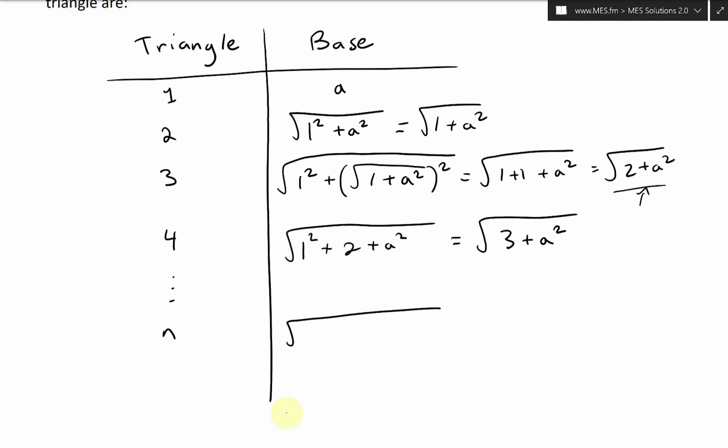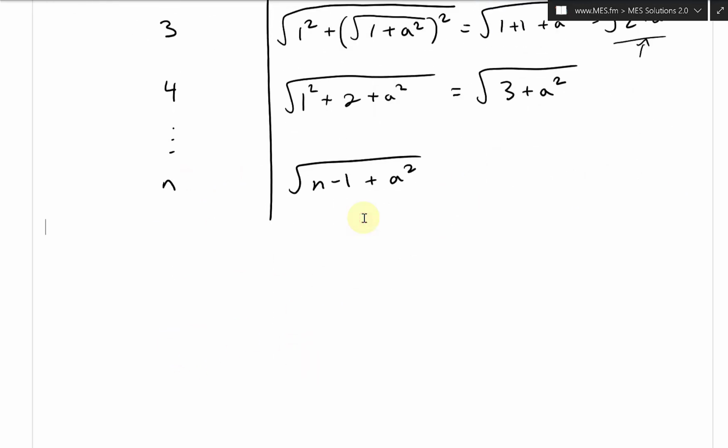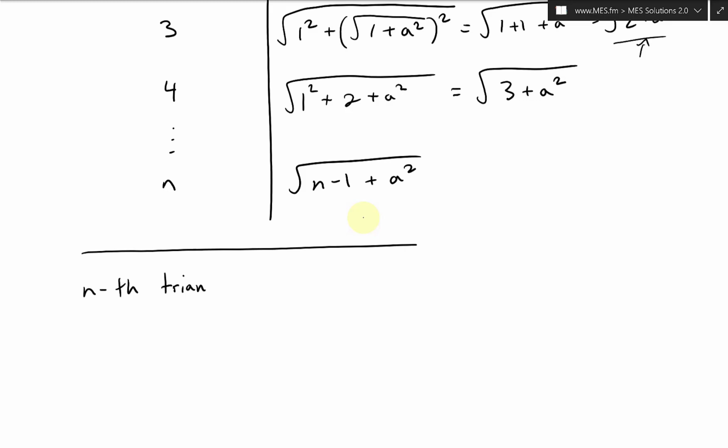the square root of n minus 1 plus A squared. So this n minus 1 is always one less. If this is 4, this is 3. If this is 3, this is 2. So this is n minus 1. And now for completeness, let's get the nth triangle. So this is the nth triangle, and let's draw it out and get the hypotenuse like this.